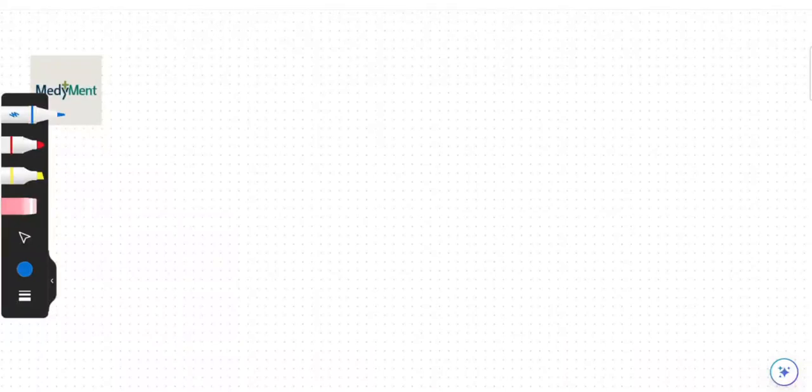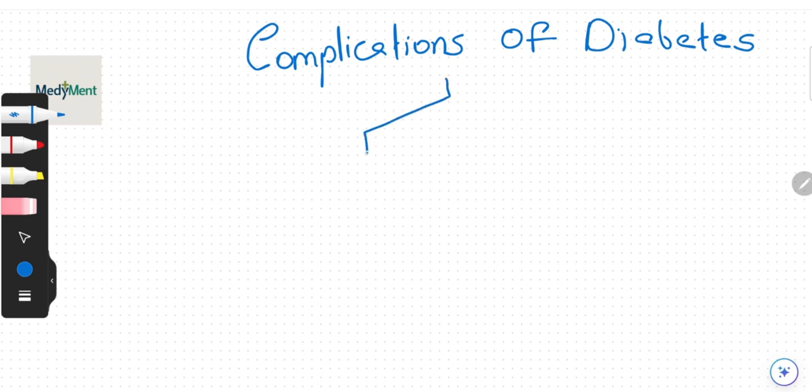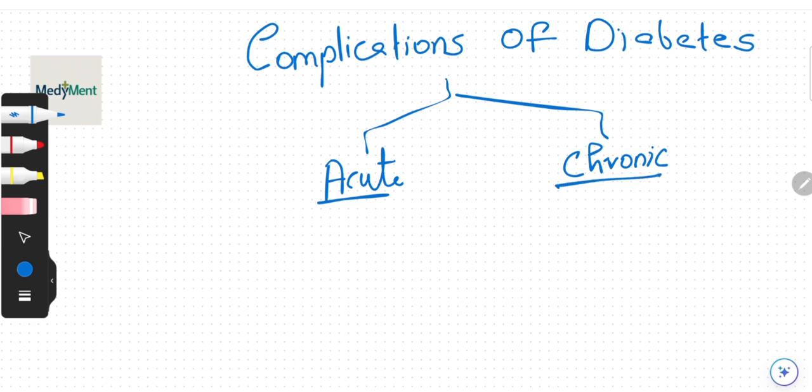So in today's class, we can talk about the complications of diabetes mellitus. Okay, so there are two types of complications: acute and chronic. Now, acute complications or chronic complications, as the word suggests, acute is for a short period of time, chronic goes for a long period of time.